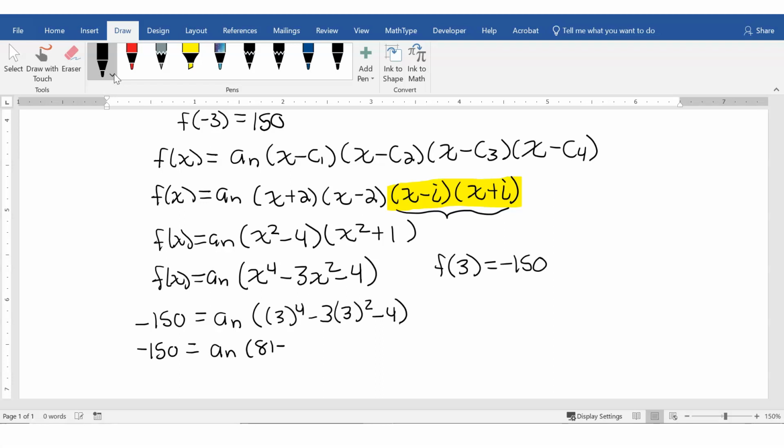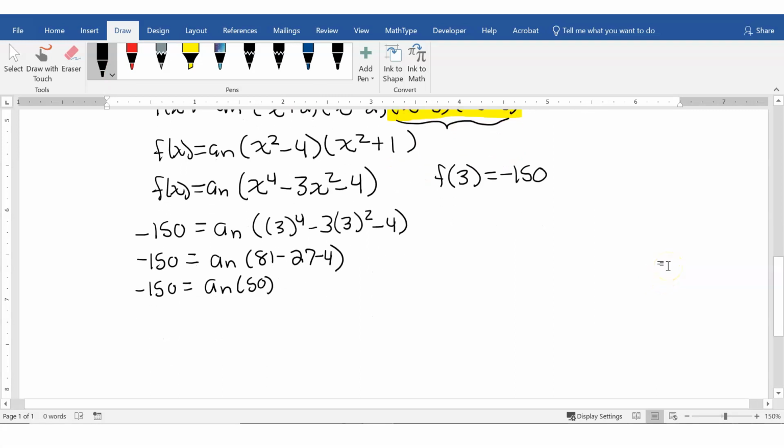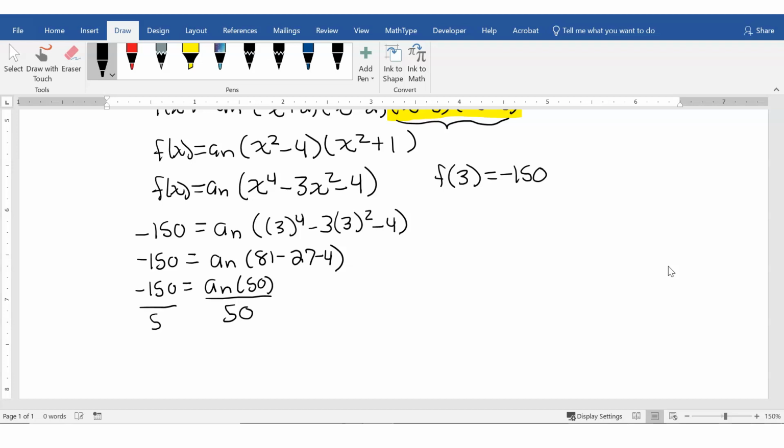This will be 81 minus 27 minus 4. And this will be minus 150 equals a sub n times 50. And then to solve for a sub n, we really just divide by this coefficient of 50 on each side, and we'll find that minus 3 is a sub n.